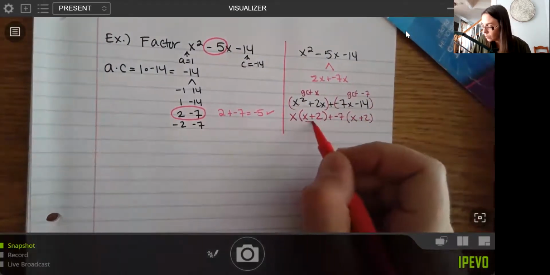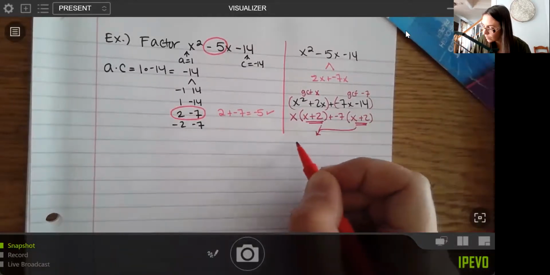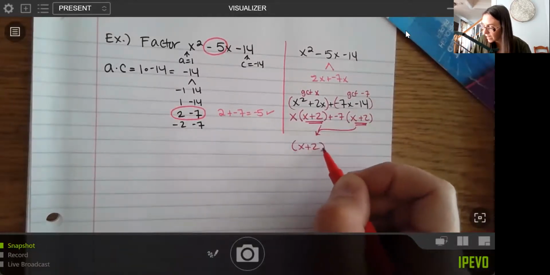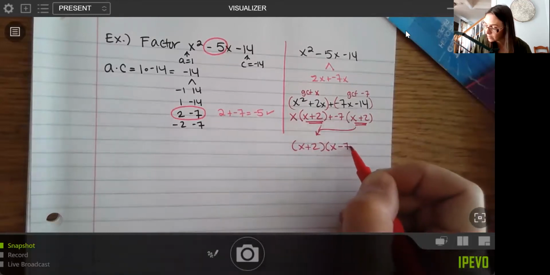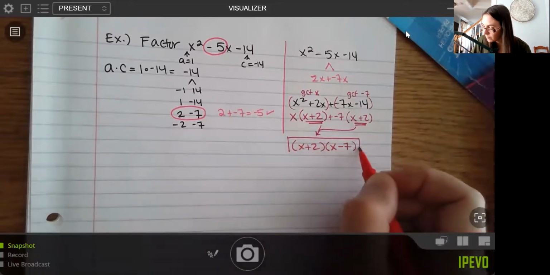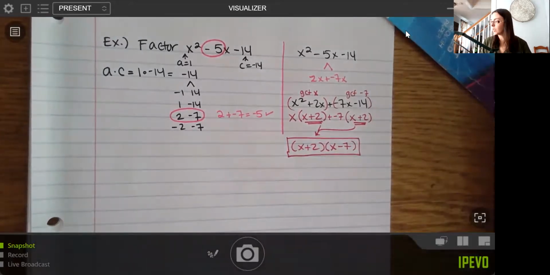So I see that new GCF again. That becomes one of my factors. And then I have an x and a plus -7 or a -7 left over. Now I'm going to let you check that at home, but you're going to see that it does actually check out.